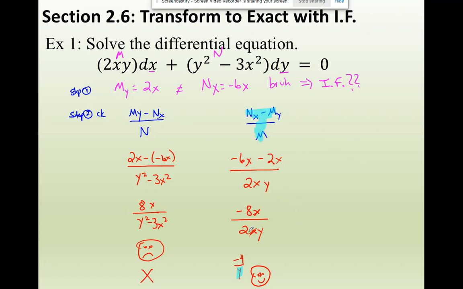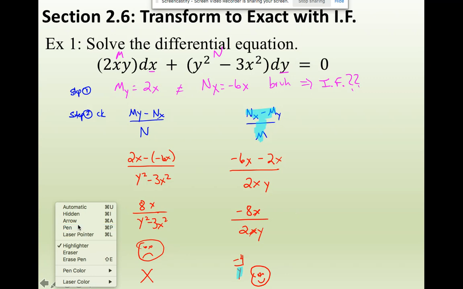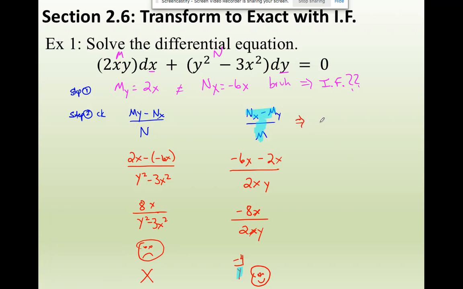which means I'm going to use the integrating factor e to the integral of this expression, but that expression simplified to negative 4 over y dy. But look, things are starting to look up. This is e to the negative 4 ln of y. And again, I'm going to drop the absolute value just for simplest sake.